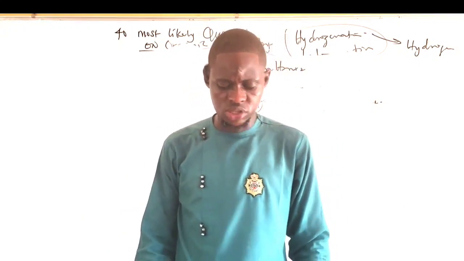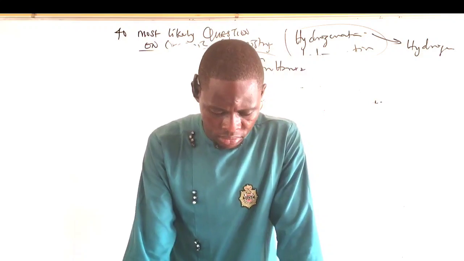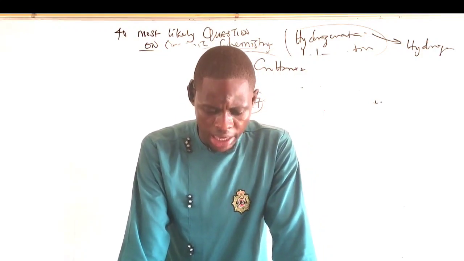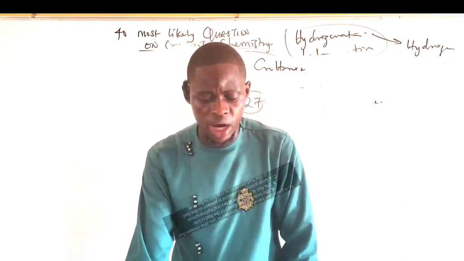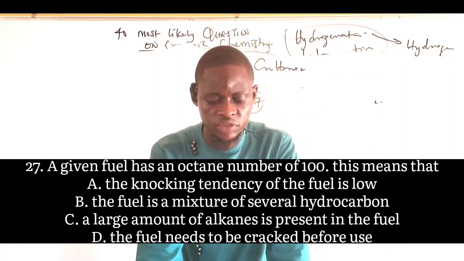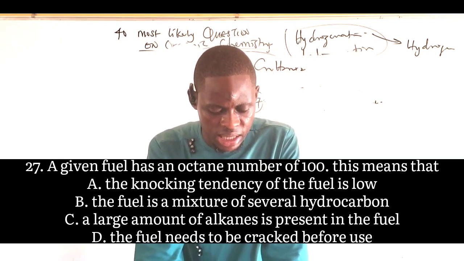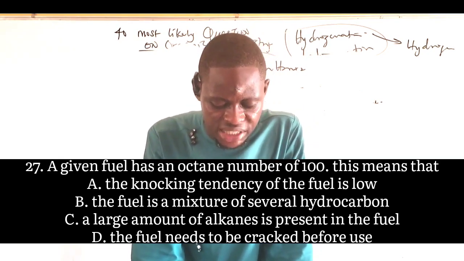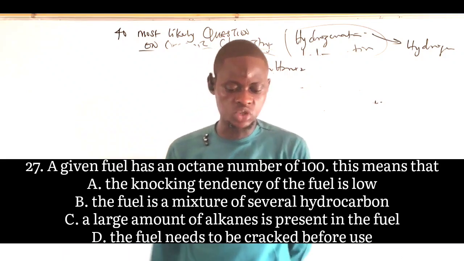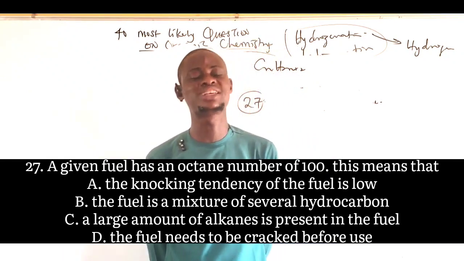I think this question is just common. Octane rating. They said a given fuel has an octane number of 100. This means that A, the knocking tendency of the fuel is low. B, the fuel is a mixture of several hydrocarbons. C, a large amount of alkanes is present in the fuel. D, the fuel needs to be cracked before use. Our answer should be what? The knocking tendency of the fuel is low.